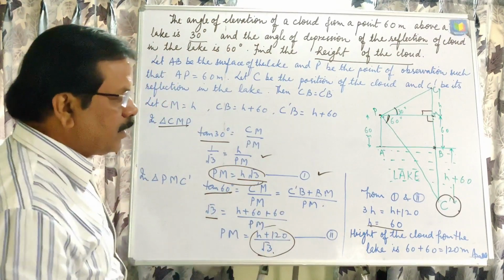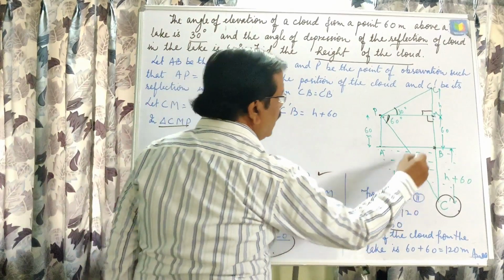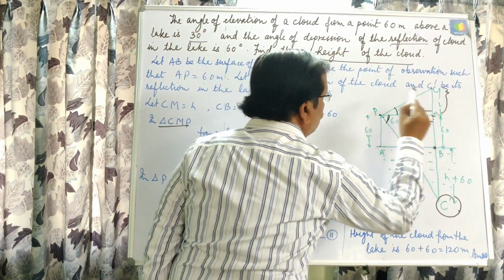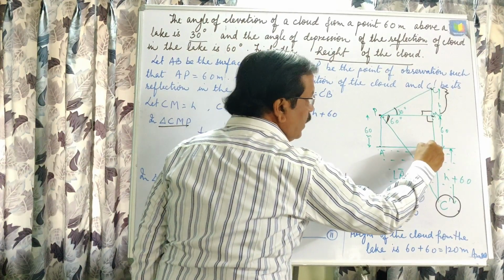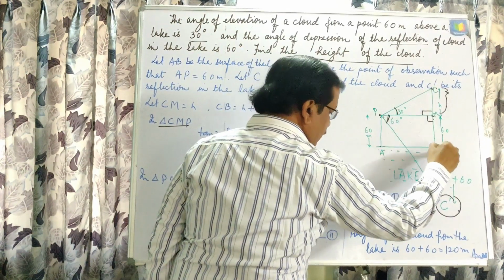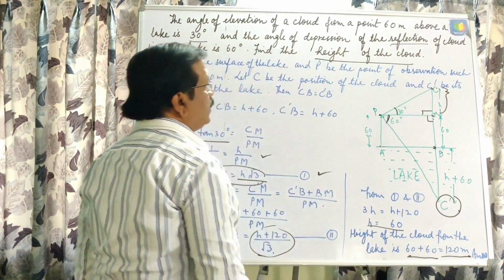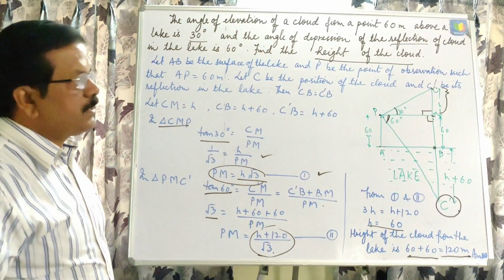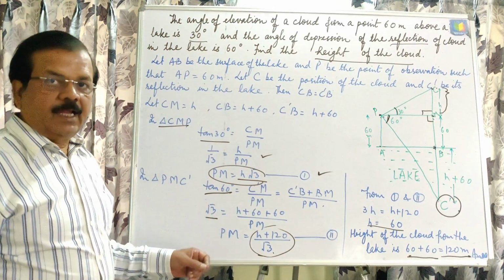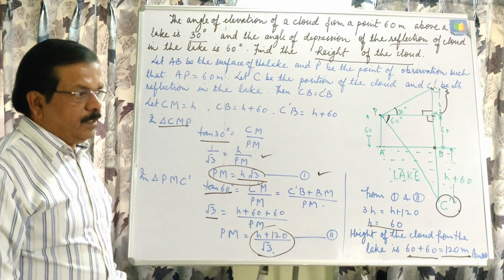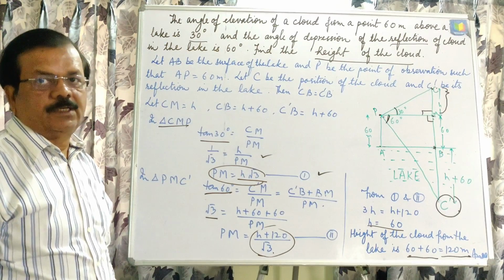Now height of the cloud from the lake, this is important because this way we are getting this value. Now height of this cloud, C is the cloud, from the surface of lake will be H plus 60, and that is why 60 plus 60, so 120 meter. This way, this is a very important question. Now one more question left, and then after all types of questions we will be able to complete. Now next question.